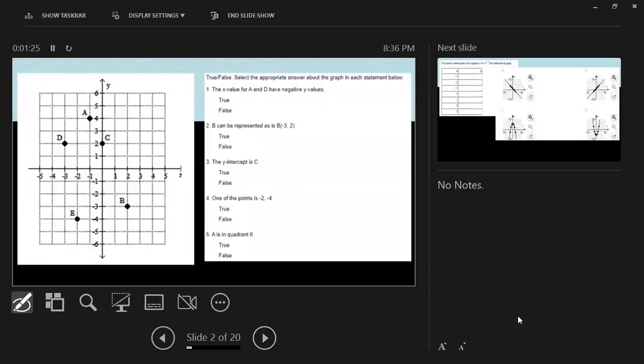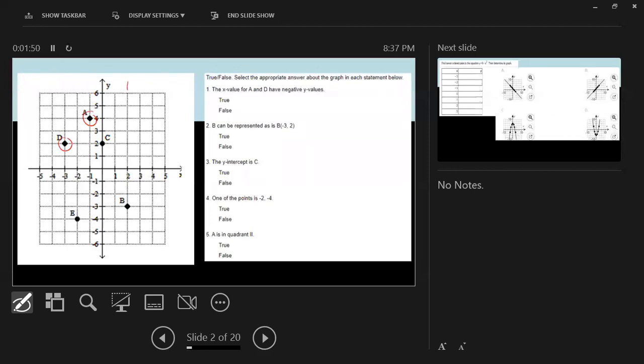All right, so for items number 1 through 5, we want to select true or false. Then we want to select the appropriate answer about the graph in each statement below. Number 1 says the x value for A and D have negative y values. So we can see that A is here in quadrant 2, and D is also in quadrant 2.